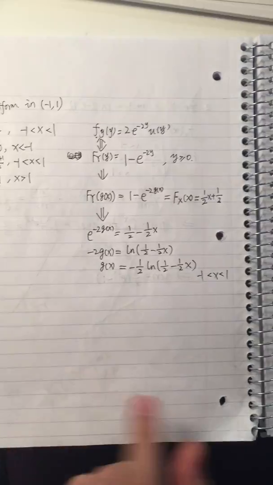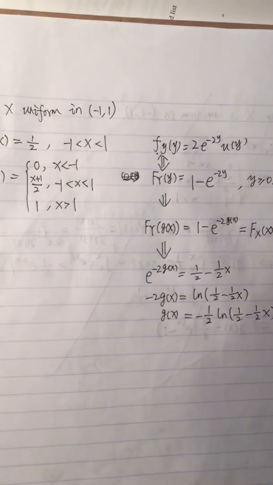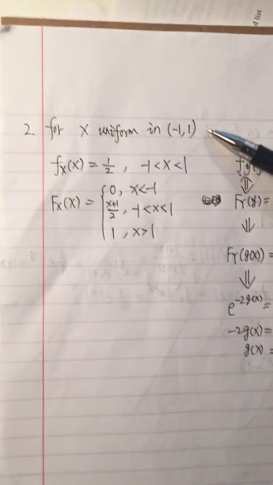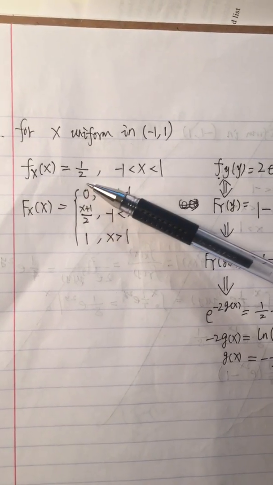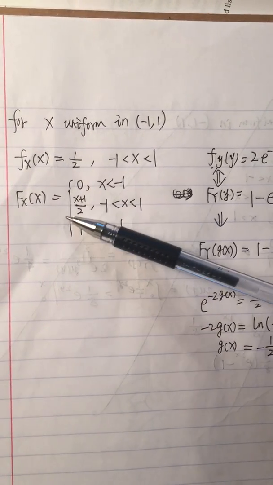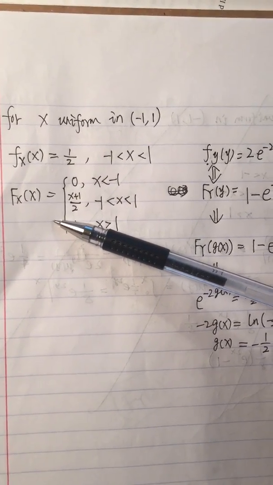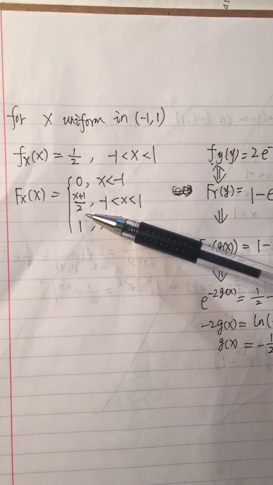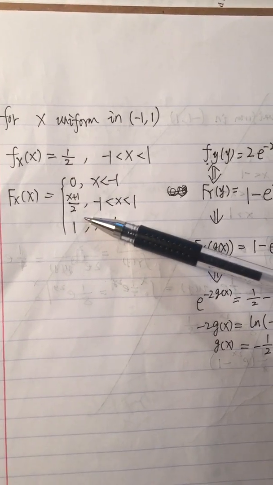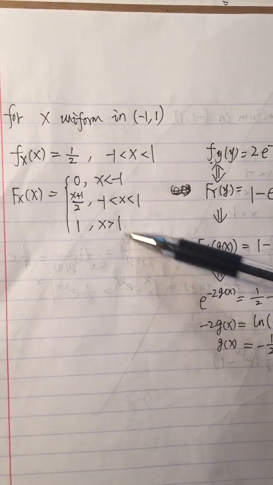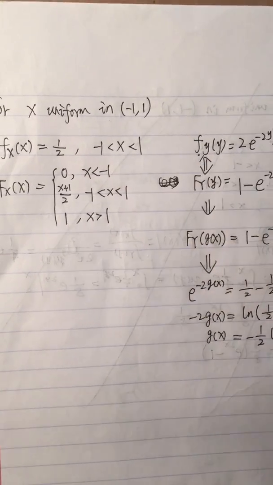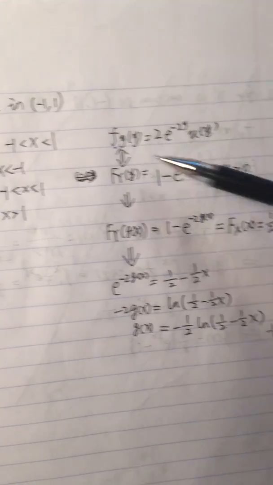So let's see the second question. The second question is X uniform in minus 1 to 1, and we can easily find f_X(x) is 1/2, and capital F_X(x) is half of x plus 1/2 in minus 1 to 1.